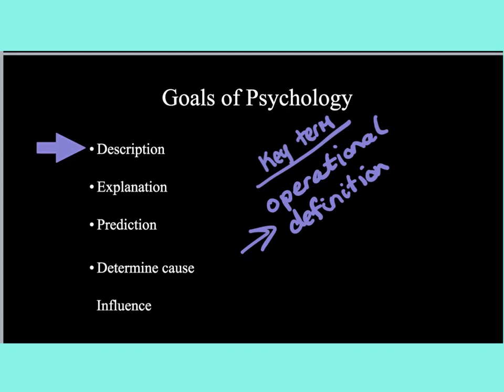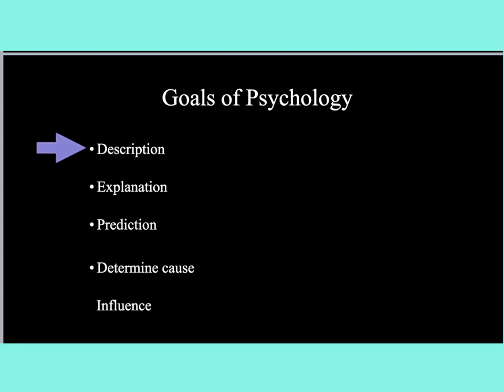This is also a foundation to another concept called the operational definition. An operational definition details exactly how a variable such as stress will be defined and measured for the purposes of a study. This is important for our course. The second goal of psychology is explanation. Once we have fully described the variable, we wish to explain why it occurs.